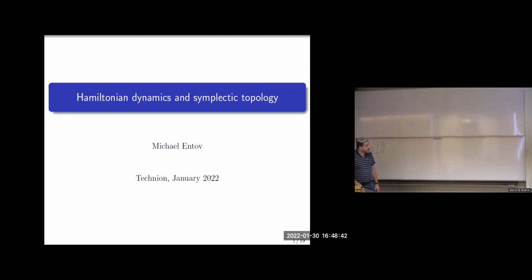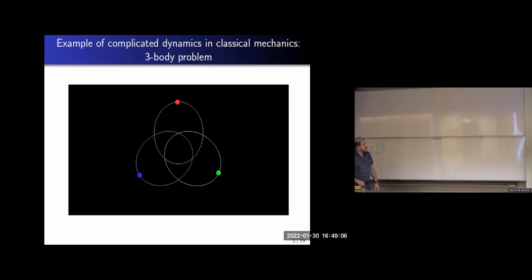So this story starts with the dynamics in classical mechanical systems, and understanding this dynamics is important for various practical problems, including the motion of satellites, spaceships, and so on. And even in the most basic classical mechanical systems, dynamics can be really complicated. So here's an example. It's called the three-body problem.